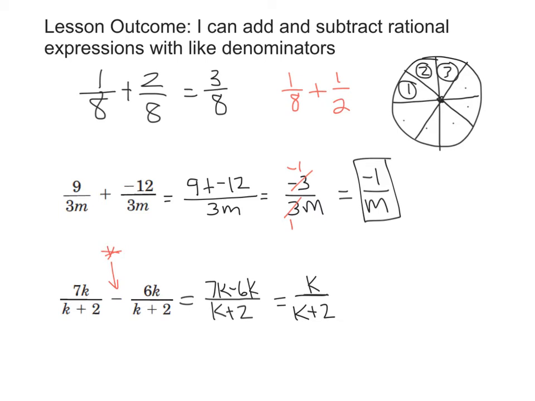Is there anything else we can do to this fraction to simplify it? I hope your answer is no, because you can't. Again, we cannot cancel this k with this k, because this k is a term of a binomial. We can only cancel factors.